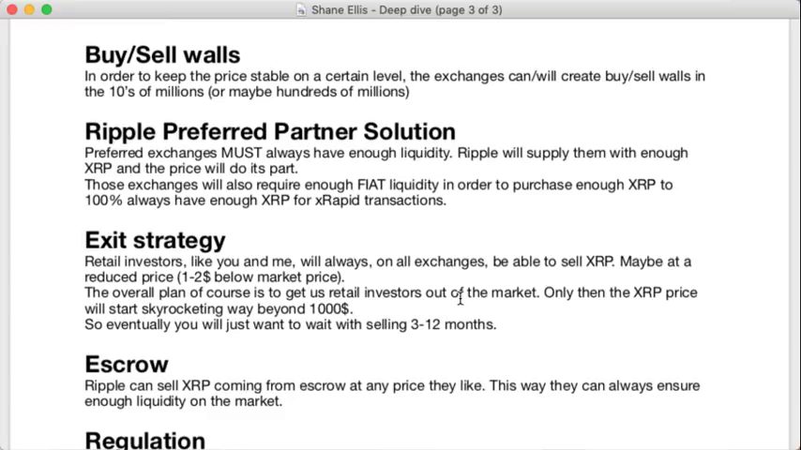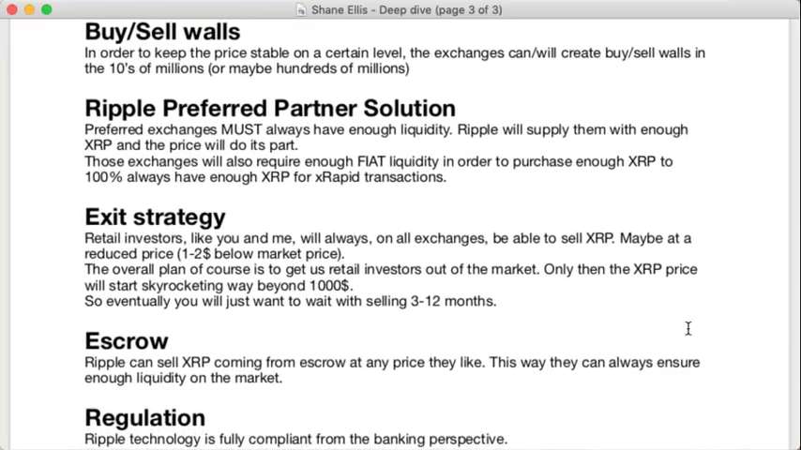The opposite should happen on the buy wall. There, someone wanting to buy XRP would need to offer more than 10,000, let's say $10,002, in order to be able to buy XRP at all. So these two mechanisms, buy and sell walls, are to keep the price more or less stable.